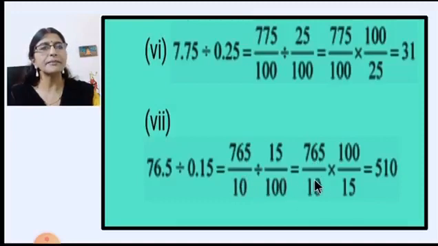This division will be multiplication. And 15 upon 100 will be written in reciprocal form. So 100 will be in the numerator place, 15 will be in the denominator place. 100 upon 15. And then you can see here 10 and 100 we can reduce. 10 tens are 100. Same way these two also can be reduced. So on multiplication, you solve it in your notebook and see whether you get this answer or not. You will get 510.